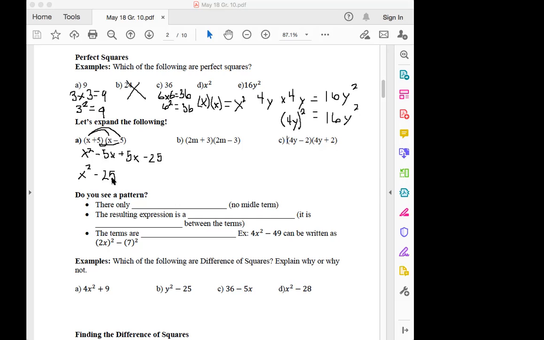We're going to do the same thing for the second example. 2m times 2m gives us 4m squared. 2m times -3 is -6m. 3 times 2m is plus 6m. And then 3 times -3 is -9. Again, these are going to cancel out, we're going to get 0. So 4m squared minus 9 is our answer.